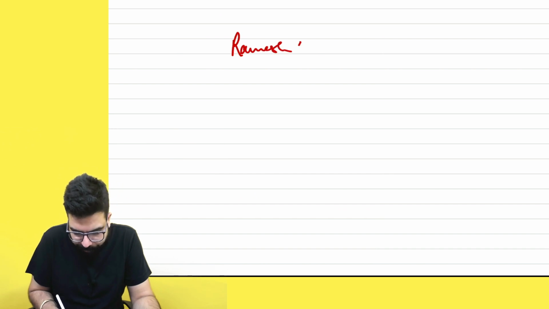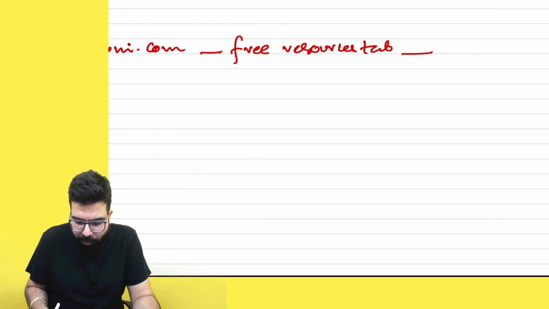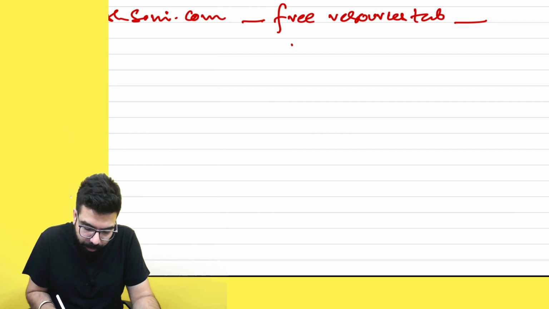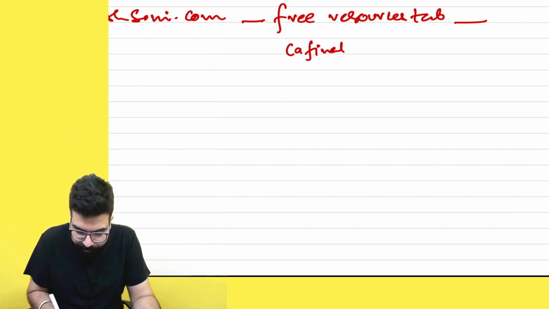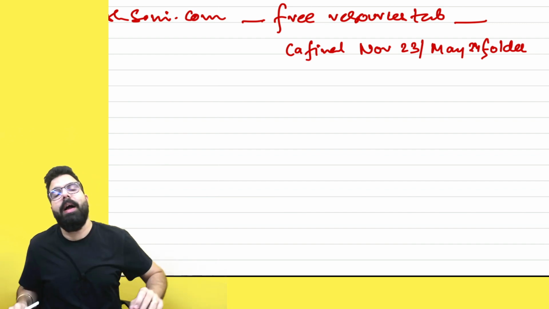rameshsoni.com. In rameshsoni.com, you will find the free resources tab. In the free resources tab, when you click over there, you will be redirected. You have to go to the CA Final November 23 / May 24 folder. In that, you will find the amendment material.